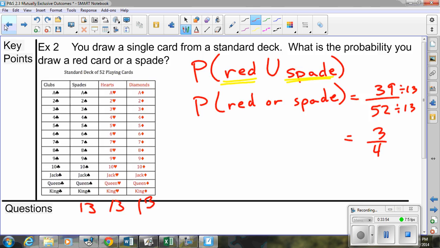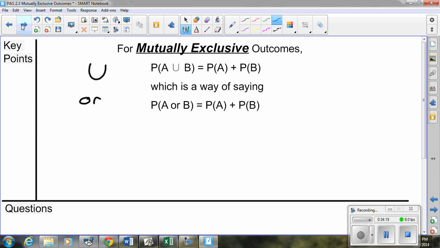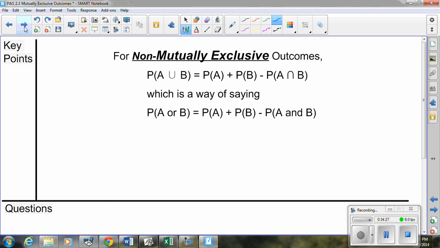Those play a role because of our learning objectives. You need to be able to understand when two outcomes are mutually exclusive. That's what we were just looking at. Because along the way, you'll be using the intersections and unions inside the formula. The formulas are the last part. You can use a Venn diagram for a picture, or you could use one of these two formulas, whether mutually exclusive or not mutually exclusive. You'll have to make sure you're using the right one.